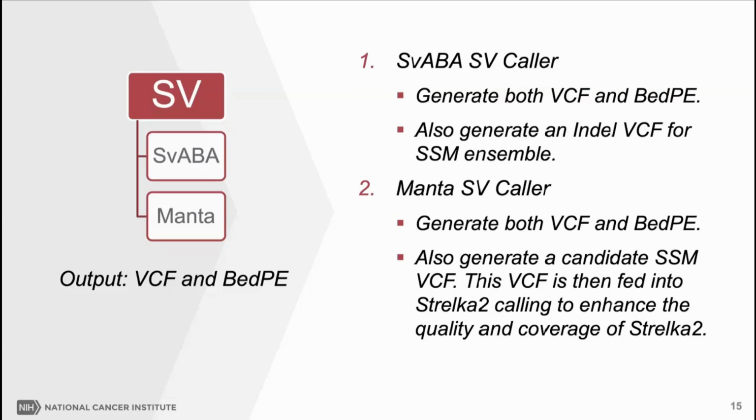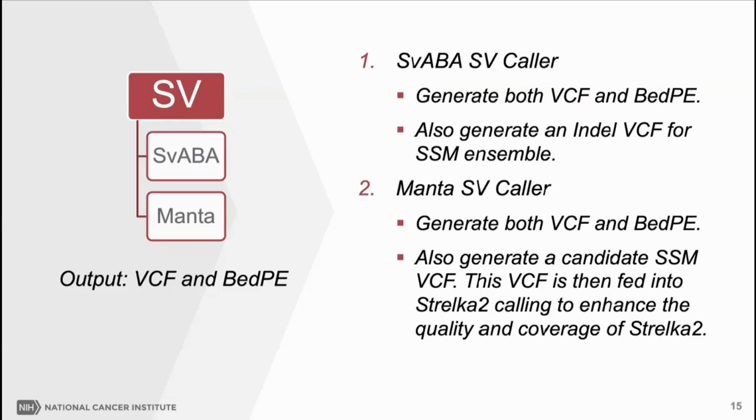SvABA, being the first pipeline, not only detects structure variants, but also produces an indel VCF. This VCF is used beyond the SV calling. It's actually fed into the simple somatic mutation ensemble as one independent indel resource, which I will come back to in a few minutes.